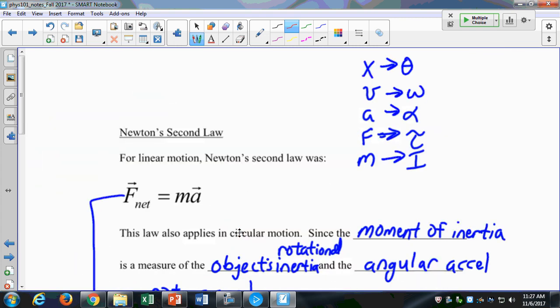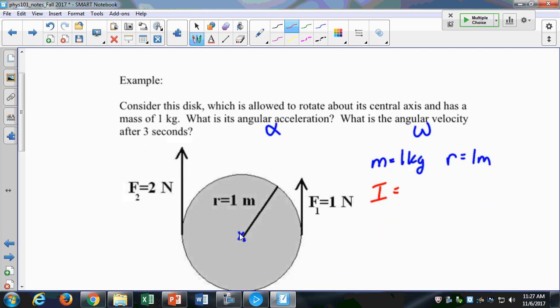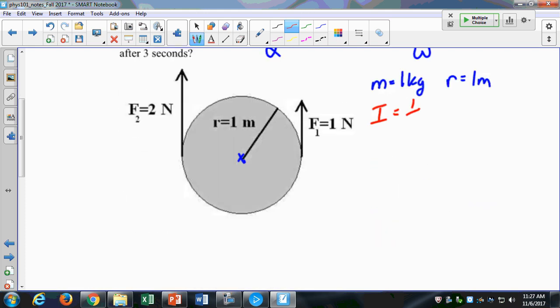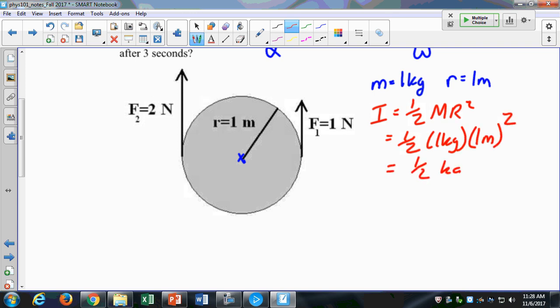A spinning disc is just like a flat cylinder. So that's going to be I equals 1/2 mr squared. It's going to be 1/2 my mass, which is 1 kilogram, times the radius squared, which is 1 meter. Square it. So that's equal to 1/2 kilogram meter squared. Okay? I'm going to tuck that away and I'll save it and use it later.